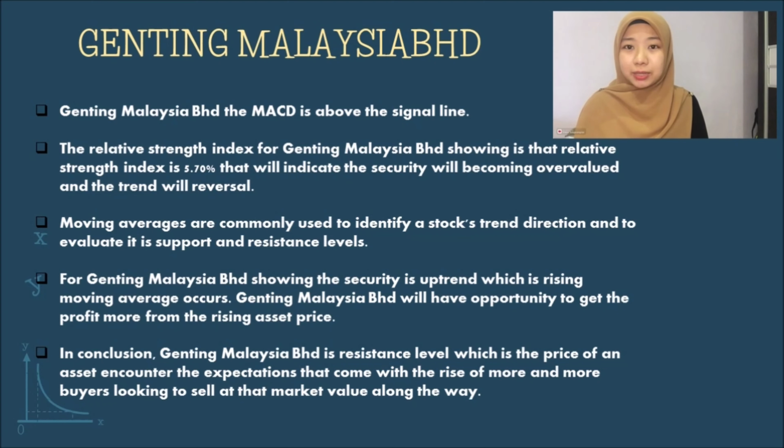Moving averages are commonly used to identify a short trend direction and to evaluate its support and resistance level. For Genting Malaysia Berhad, it shows that the security is in an uptrend, with a rising moving average, and it will have an opportunity to get more profit from the rising asset price. In conclusion, Genting Malaysia Berhad is at a resistance level, which is the price an asset encounters, with the expectation that more and more buyers look to sell at that market value along the way.